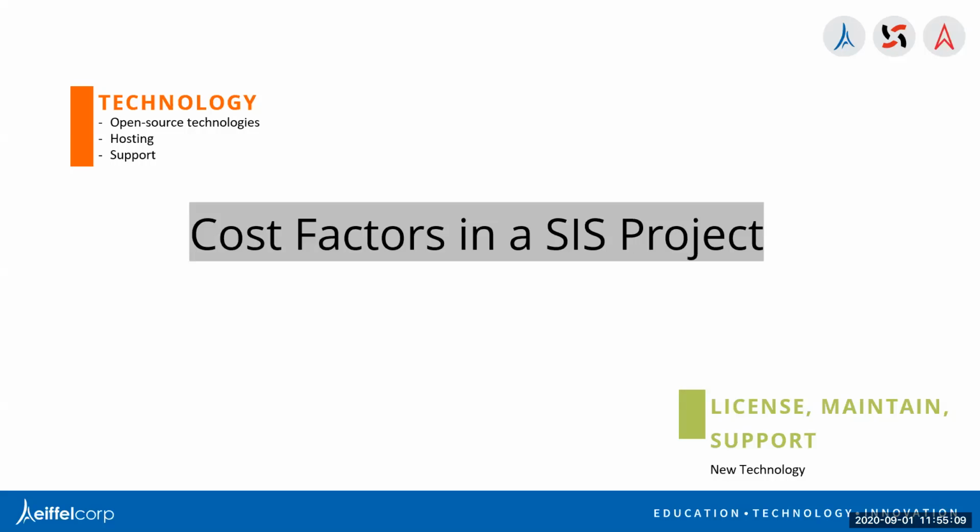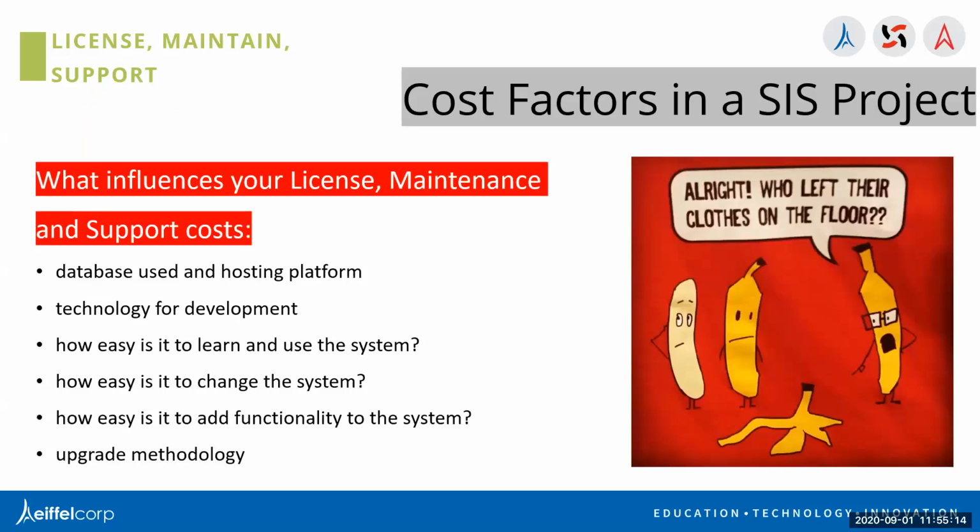Let's look at licensing, maintenance and support. Those are the once-off and the recurring costs that are usually within an implementation project. What influences the license, the maintenance and the support cost of a system? The data used and the hosting: the database used and the hosting platform. Of course, we host in Microsoft Azure. There's no additional cost to you from Academia's side.